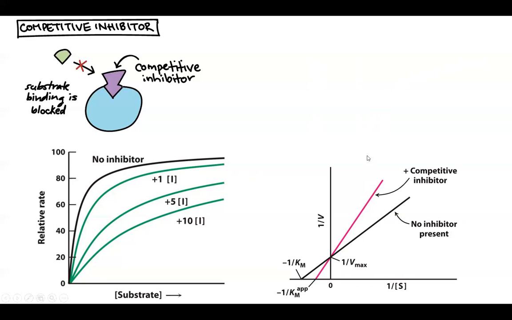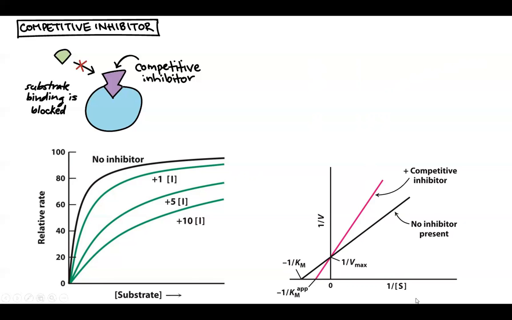We know that the y-intercept is 1 over the Vmax, and that the projected back x-intercept is negative 1 over the Km. We will do some math in a little bit, but you don't actually have to do any hardcore math just to look at this.